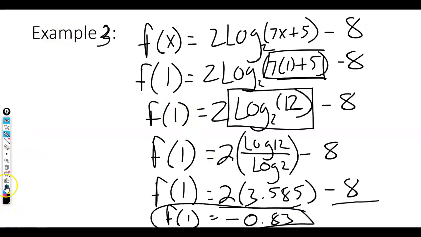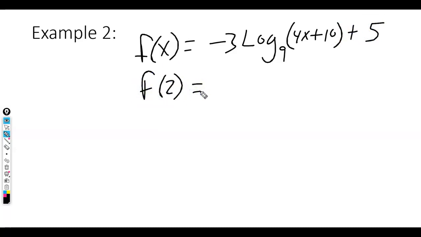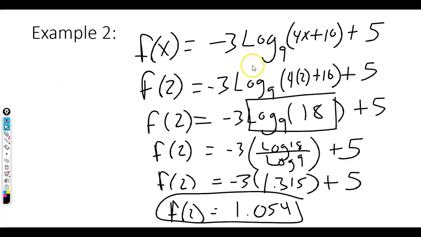Okay, last student practice. Let's say that I had f of x is equal to negative 3 log base 9 of 4x plus 10, plus 5. And I asked you guys to find f of 2. Go ahead and work it out, pause the video, and there you guys have it.